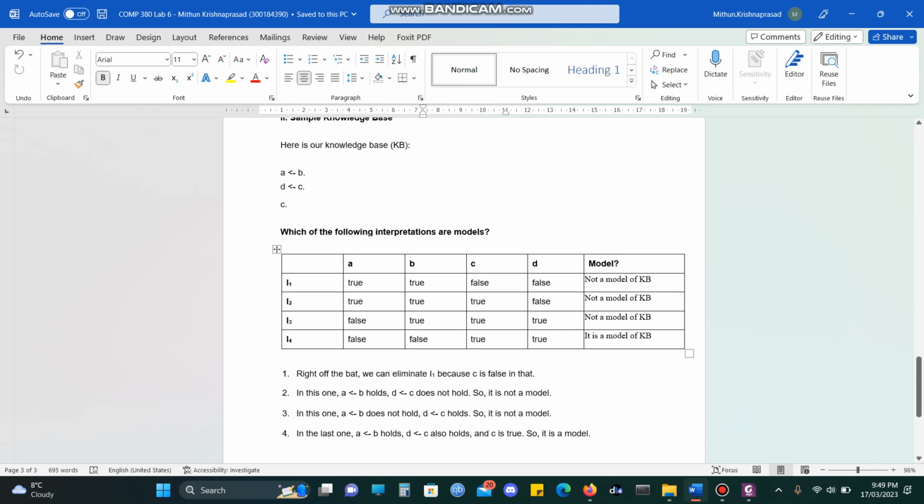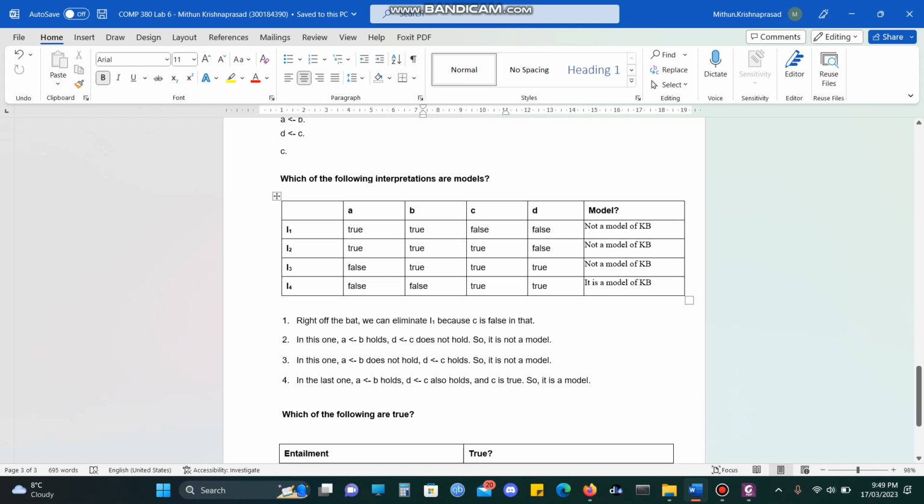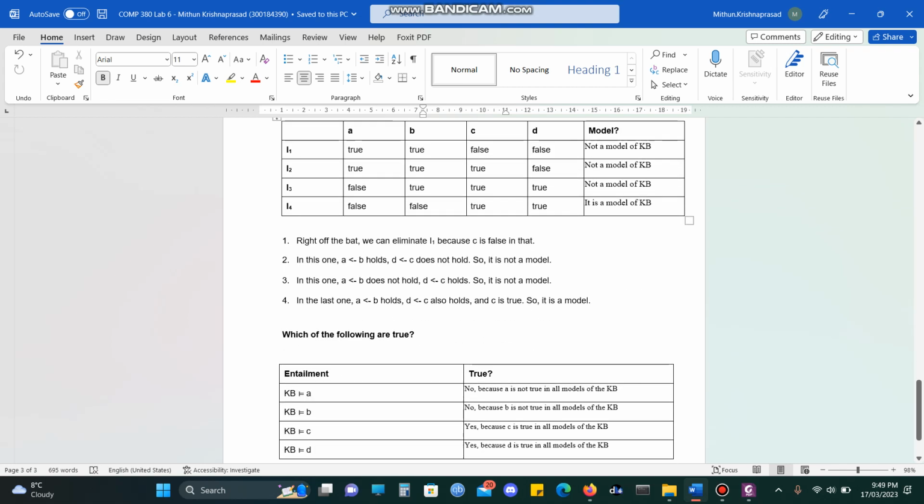Then we come to the last interpretation. Over here, again, C is true, so that's good. B implies A, so false implies false, that is correct. For C implies D, true implies true, that is also correct. So we can say that it is a model of the KB.